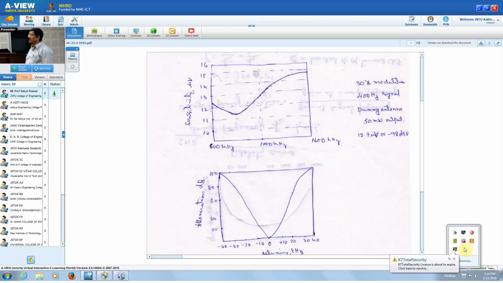Tune your receiver to 800 kilohertz only.